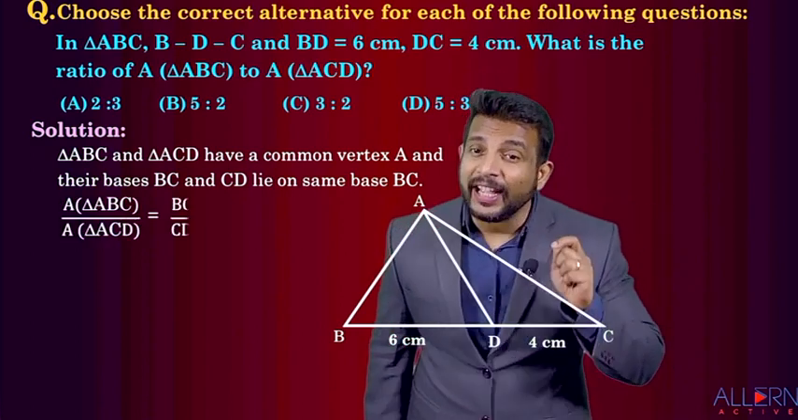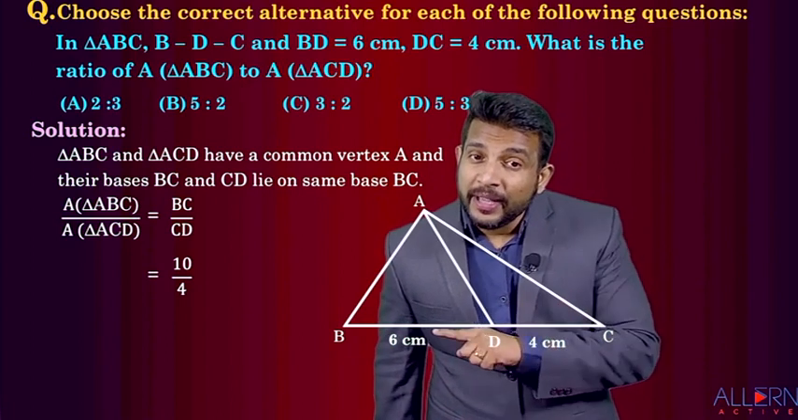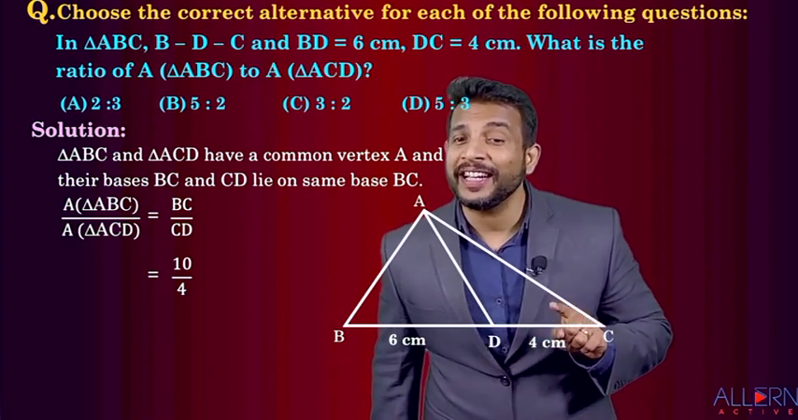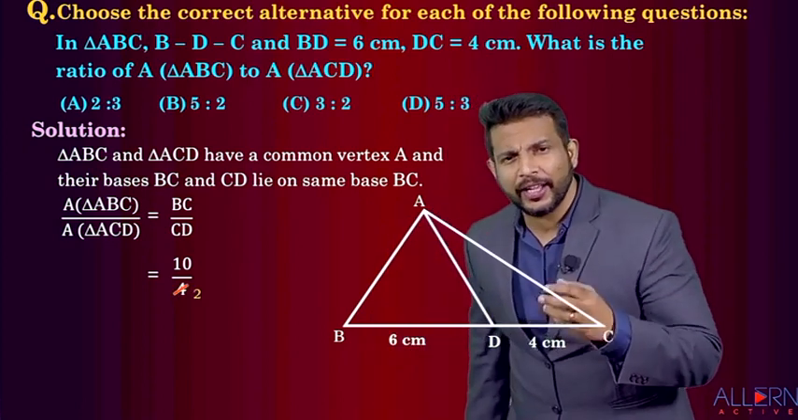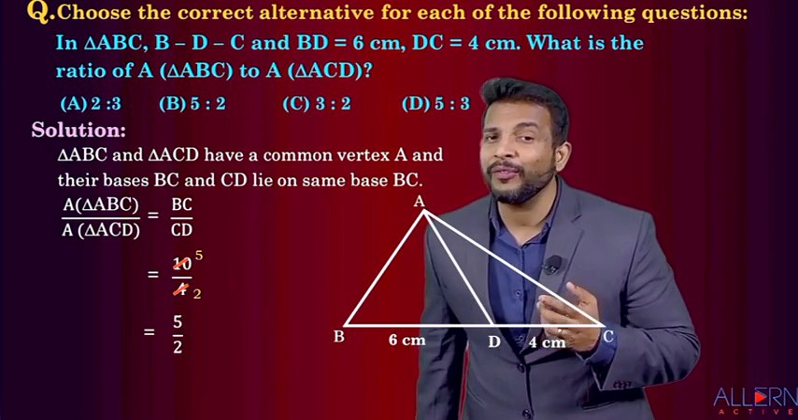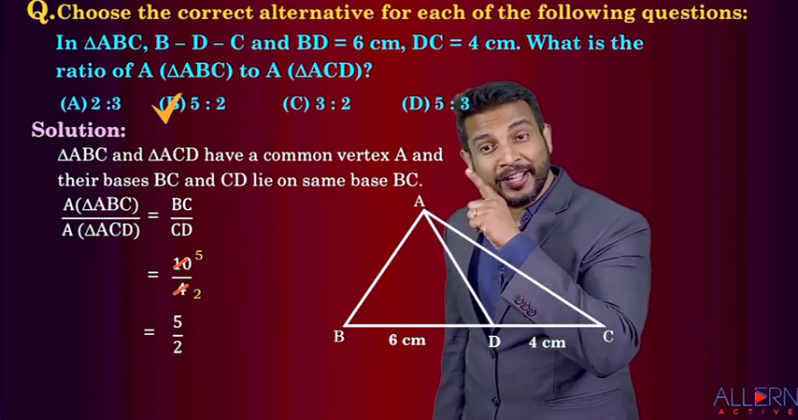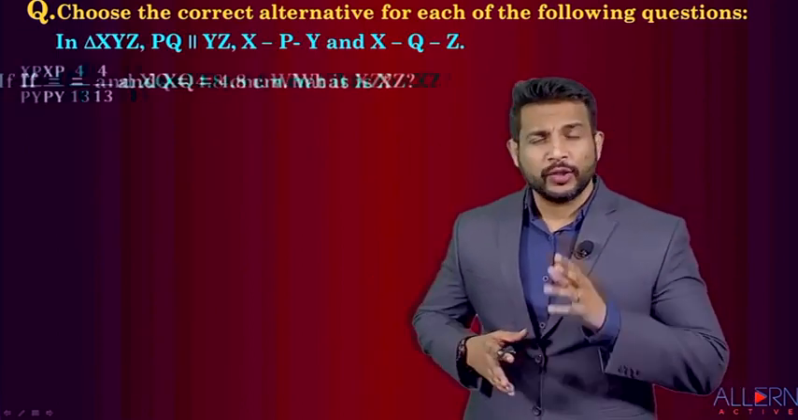So we can write area of triangle ABC upon area of triangle ACD is equal to, for ABC the base is BC and for ACD the base is CD. That means it is 10 upon 4. Do the cancellation there, reduce it, 2 2s are, 2 5s are. That means we get the value there as 5 upon 2, and the correct option is B. Easy, very easy, right? Let's do a very simple one. This is going to be very interesting.